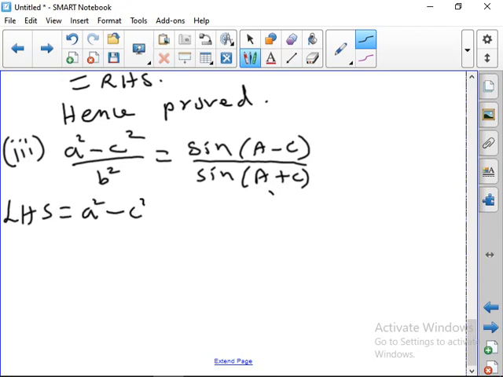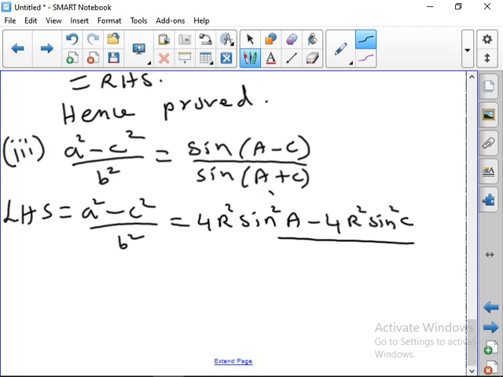a square minus c square by b square. So from the sine formula, what is a? a is 2R sin A. So a square is 4R square sin square A. Similarly c square is 4R square sin square C, divided by b square, 4R square sin square B. By the sine formula we have written this.